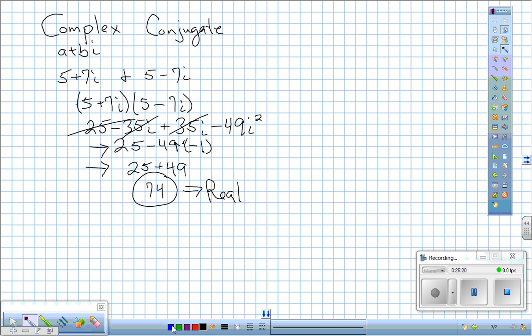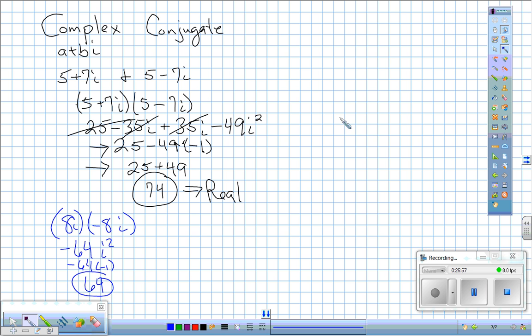So for another example, I might have 8i times negative 8i. These are conjugates of each other, because the sign in front of the i piece is different. So 8 times 8 is 64 with a negative sign out front. i times i is i squared, and i squared is really negative 1. So I have negative 64 times negative 1, and my answer is just 64.